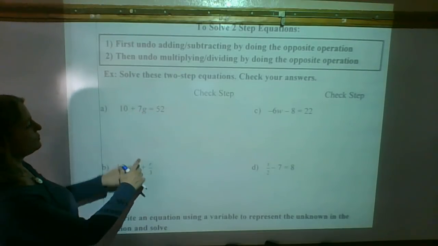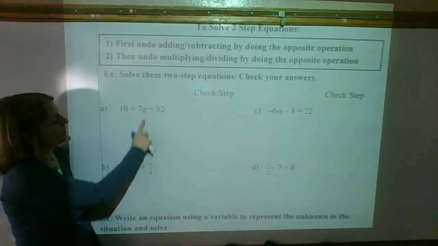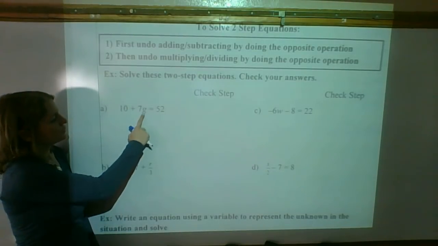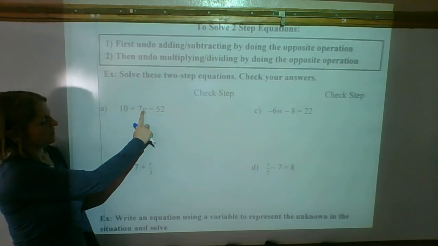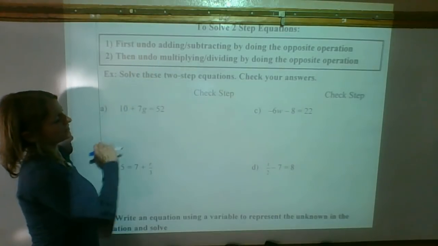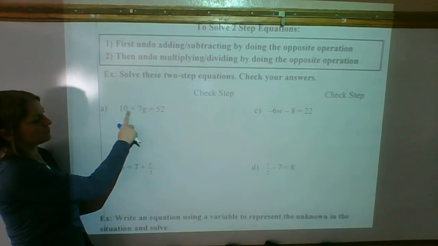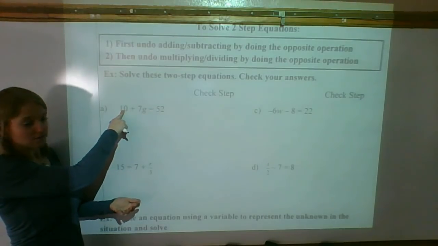Okay, so here are some 2-step equations. I know they're going to be 2-step for sure, because there are 2 numbers over here with my variable that I'm trying to solve for. In order to get g by itself, I can see that it's got a 7 being multiplied with it and a 10 being added with it. So we want to undo the adding and subtracting first. The thing being added would be the 10. So the opposite of adding 10 would be to do what, class?